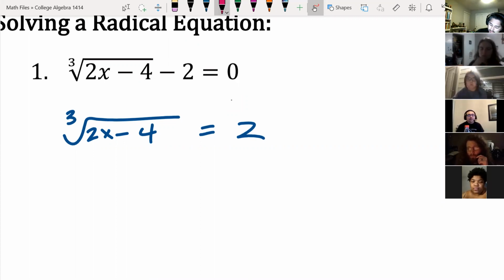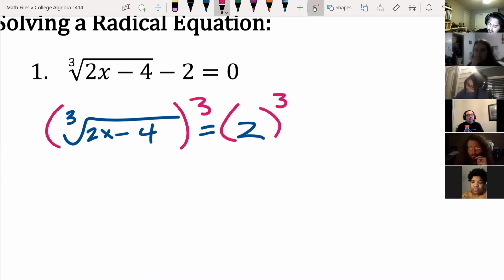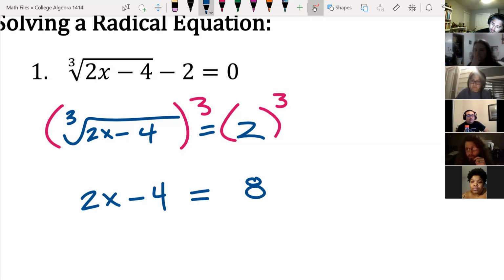Third. Good. I'll raise both sides to the third power because the cube root and the third power will cancel. And that'll leave me with 2x minus 4 equal to 2 cubed, which I think is 8. Move the 4 over. We get 2x equals 12.